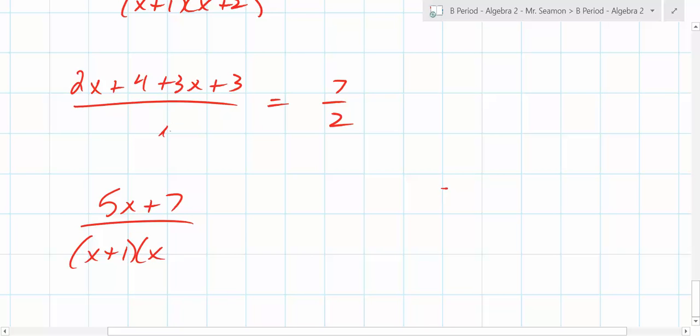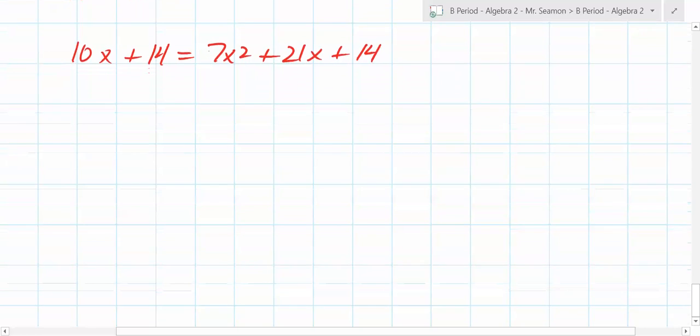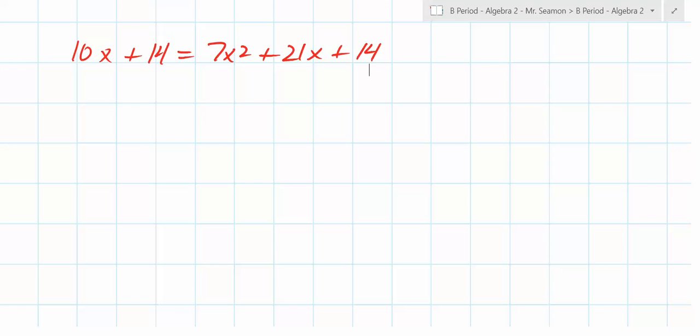Do you want to multiply out the bottom? Yeah, we might as well. X squared plus what? X plus 2x plus 2. So what do you get? X squared plus 3x plus 2. Is that correct? Yes. So at this point, what do you need to do? Cross multiply, yep. So you end up with 10x plus 14 is equal to 7x squared plus 21x plus 14. Is that a quadratic? Yes. Is it in standard form? No. So let's make it 0.